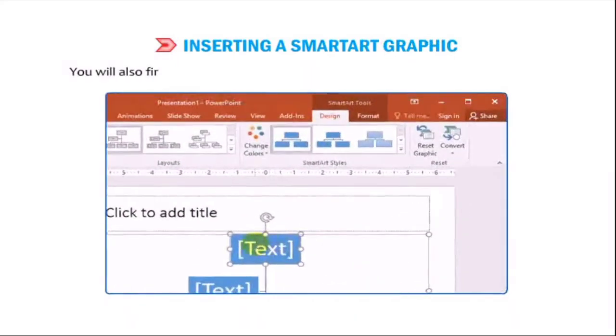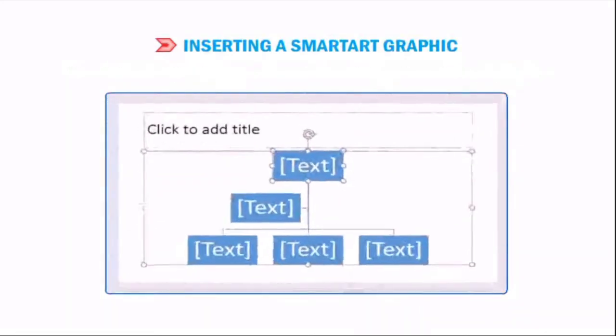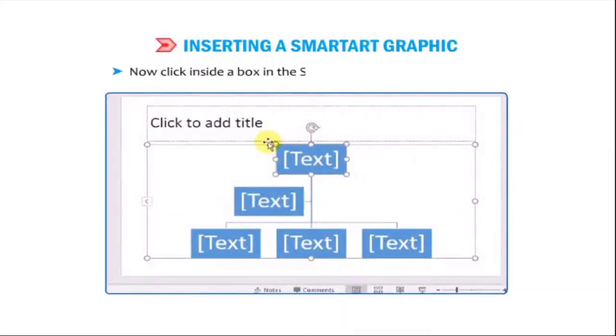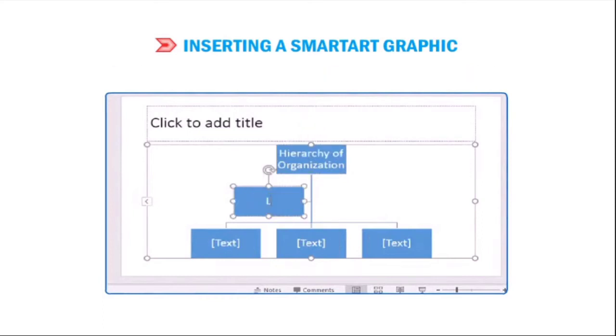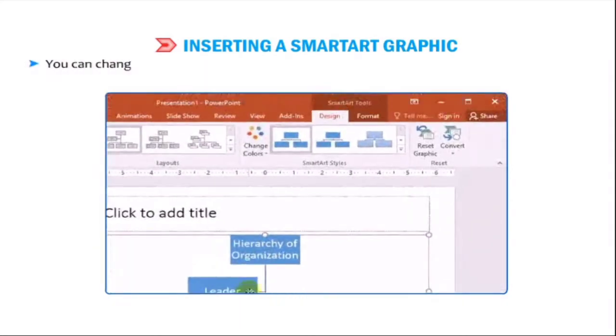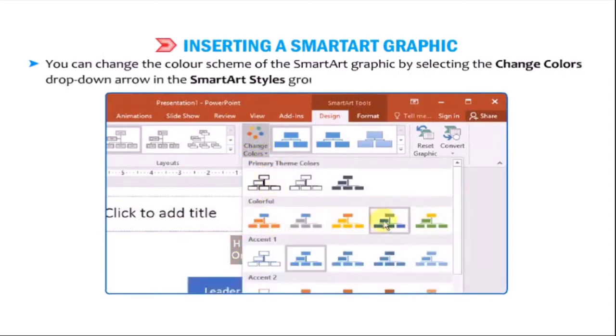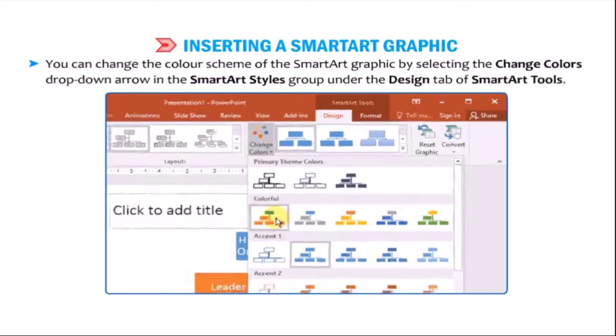You will also find Design and Format tabs with layouts and Smart Art styles. Now click inside the box in the Smart Art graphic to add text to it. Add text at different levels and delete the unwanted box. You can change the color scheme of the Smart Art graphic by selecting the Change Colors drop-down arrow in the Smart Art Styles group under the Design tab of Smart Art Tools.